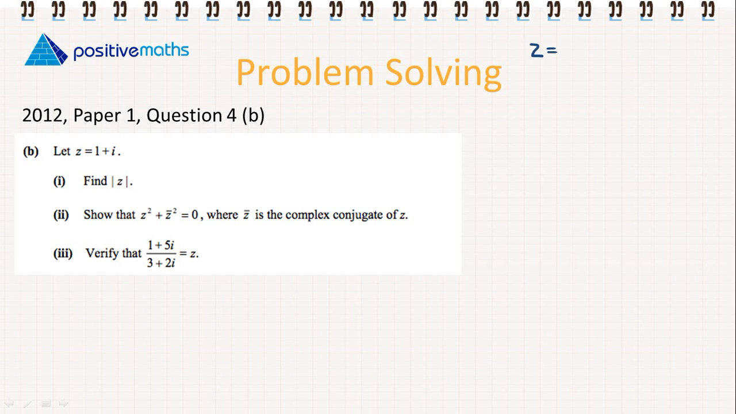If we take z as a plus bi, then for part 1 we need the modulus of z. So this is equal to the square root of a squared plus b squared. And for part 2, we need the conjugate of z. So that's equal to a minus bi, where we change the sign of the imaginary part of the number.